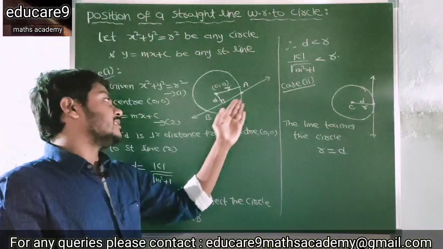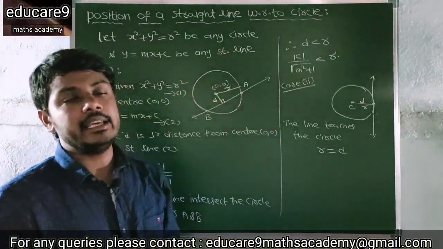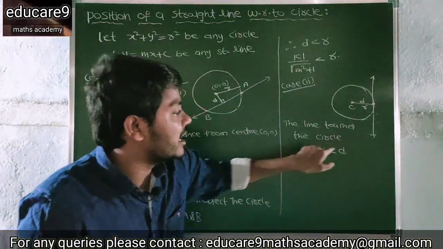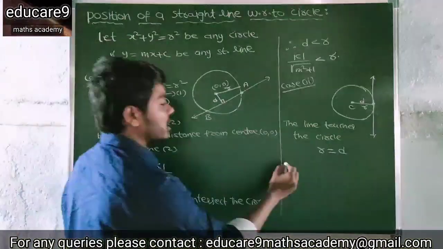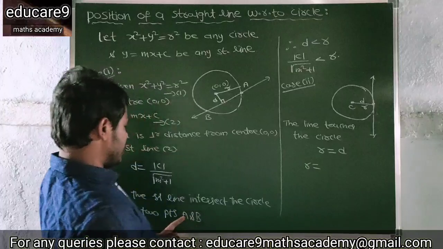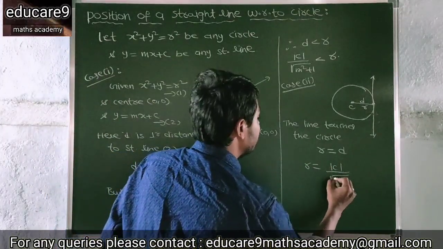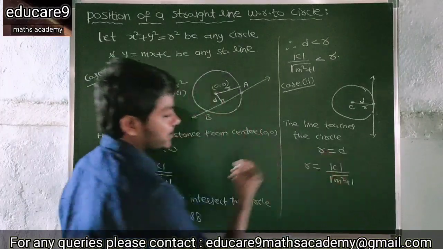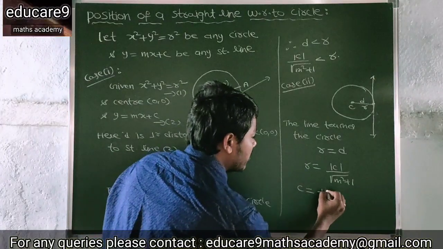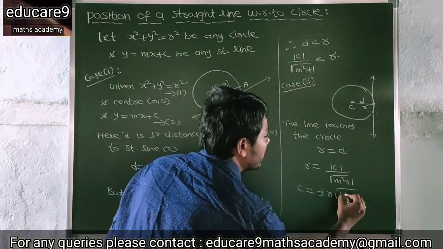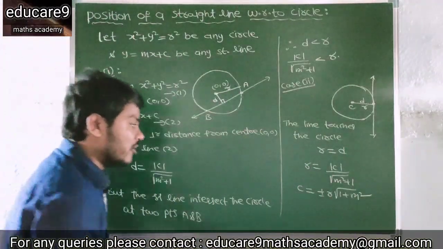If the line intersects the circle at two distinct points, then the condition is r is greater than d. If the line touches the circle, then the condition is r is equal to d. But what is d? You know that d is mod c by under root of m square plus 1. Now clearly c is equal to plus or minus r into square root of 1 plus m square.